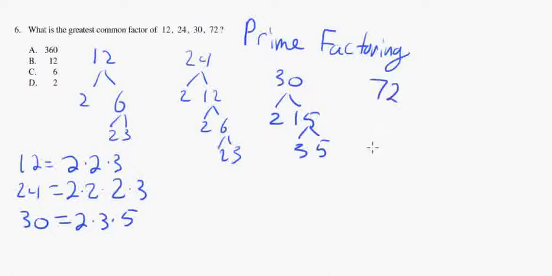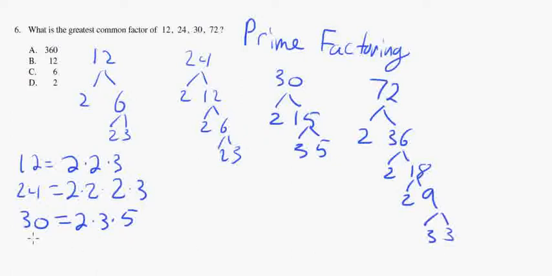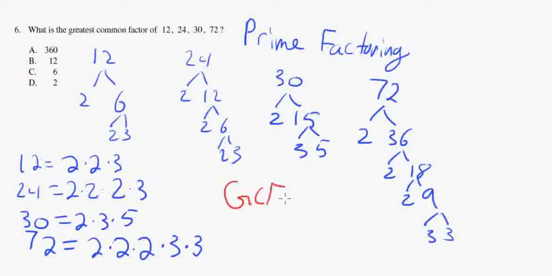And lastly, 72. 72 will factor as 2 and 36, 2 and 18, 2 and 9, and this will be 3 and 3. So 72 is equal to 2 times 2 times 2 times 3 times 3. Right. Now we've got everything prime factored, the greatest common factor is a product of the prime factors that each number shares.